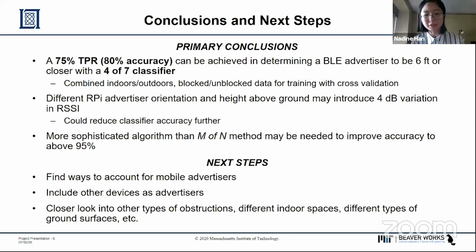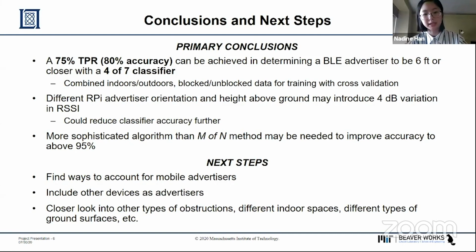Great. The main conclusion is that the best classifier I could achieve with this data was a 4 out of 7 classifier with a 75% true positive rate and 80% accuracy. Another thing I noted is that different advertiser orientation and height can introduce variations in the RSSI, and that also varies depending on whether it's an RPI or an iPhone. The biggest takeaway is that a more sophisticated algorithm than m of n should be used in order to improve accuracy above 95%, which is the ideal accuracy to deem this kind of thing feasible for contact tracing.